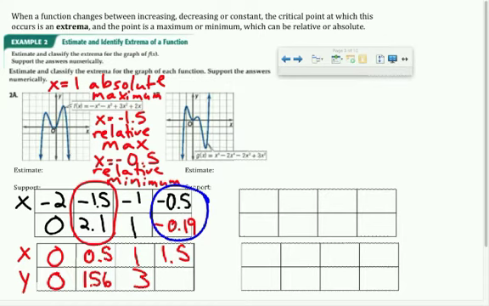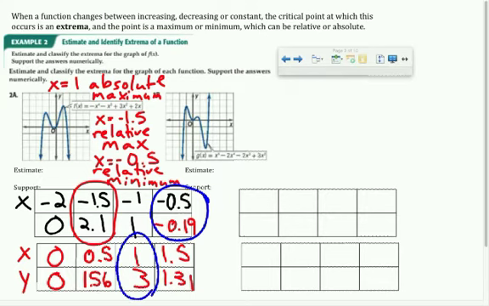Finally, when I plug in the 1.5, I have 1.5 to the 4th power, let's make it negative, minus 1.5 to the 3rd power, plus 3 times 1.5 squared, plus 2 times 1.5. And that gives me 1.31 approximately.